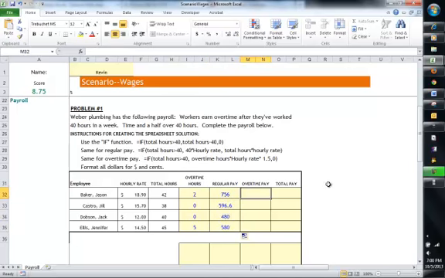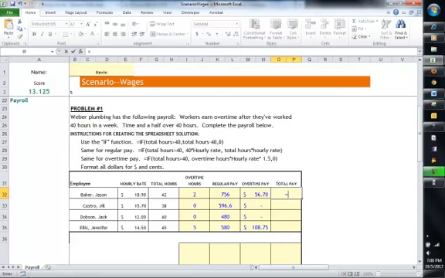How do you find the overtime pay? Well, the overtime pay is the overtime hours times the hourly rate, which is E32, times 1.5, because it's time and a half for overtime. Now when we pull that down, notice Jill and Jack didn't get any overtime pay.